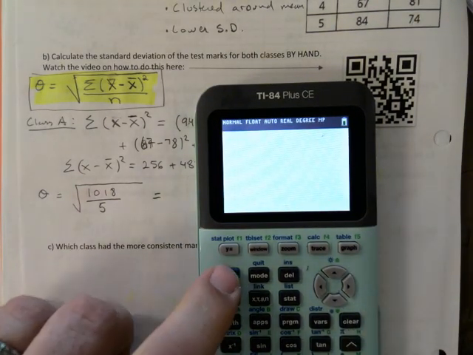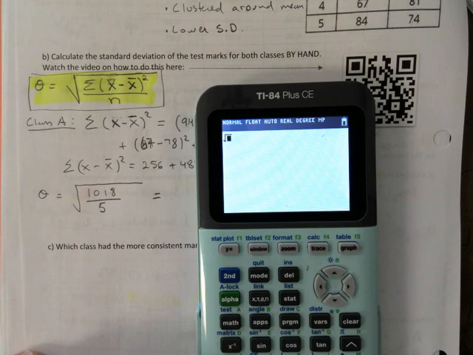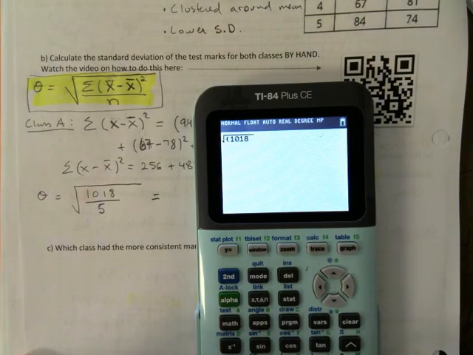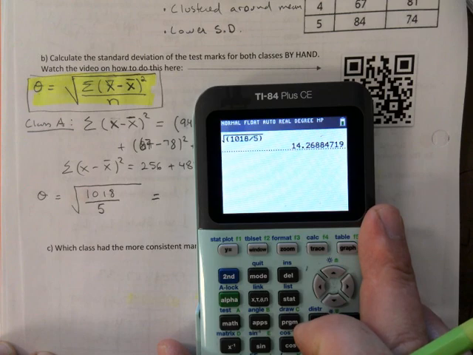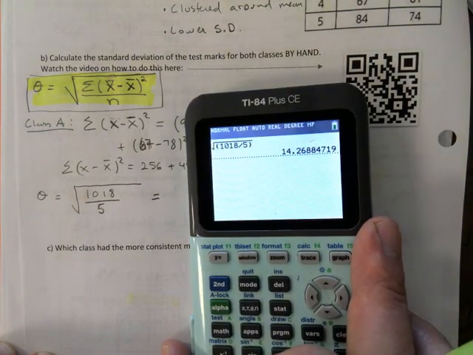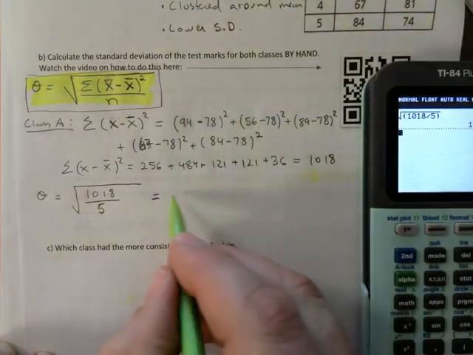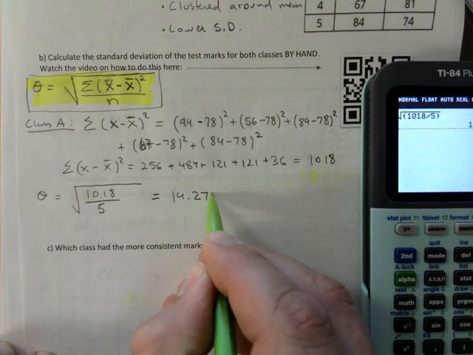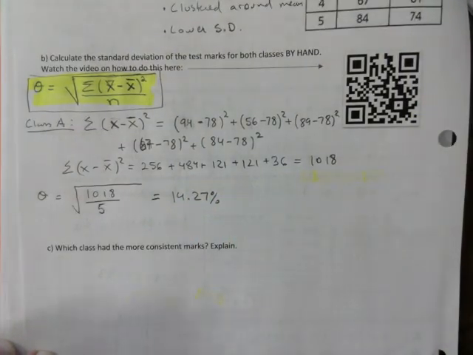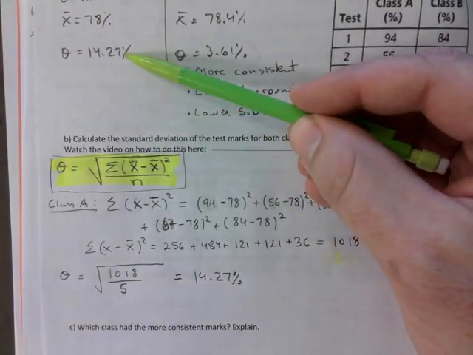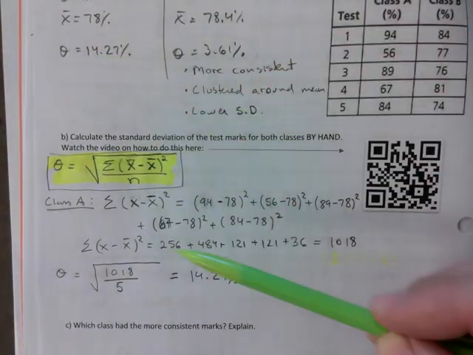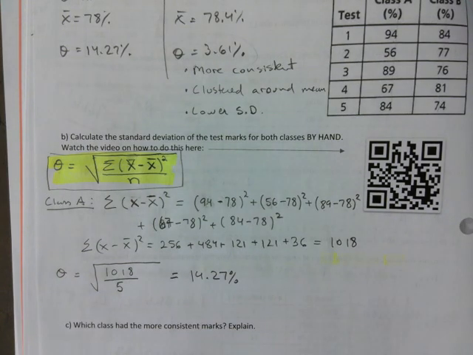So to be safe, I'm going to go second x2, right? Just call the root. I'm going to go bracket 1,018 divided by 5, close the bracket. And that's 14.27 if you round it. 14.27. And if you think about it, let's compare it to what we should have gotten. Look it up here, right? That's what the calculator gave us. So you can always double check to make sure you did it right.